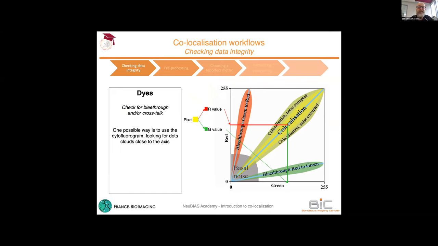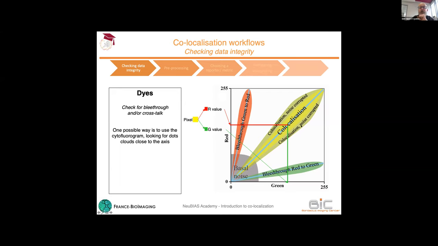If you're looking for co-localization and you're really not choosing the dyes you're using well, if you're not choosing the appropriate dyes that will be easy to separate when doing the imaging, then you may come across some troubles like having a bit of one channel bleeding through the other channel. And this is quite easy to assess simply by using this representation. I hope that we see the pointer on the screen.